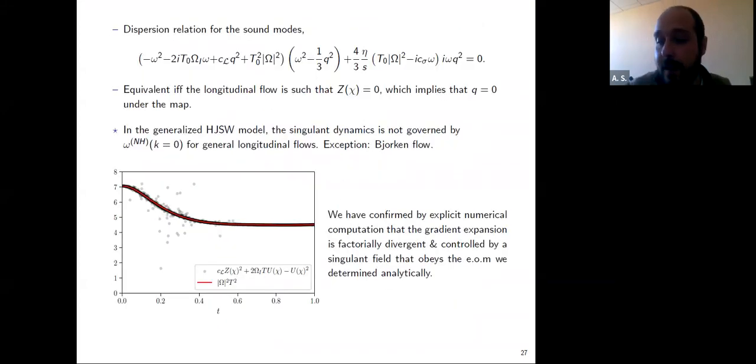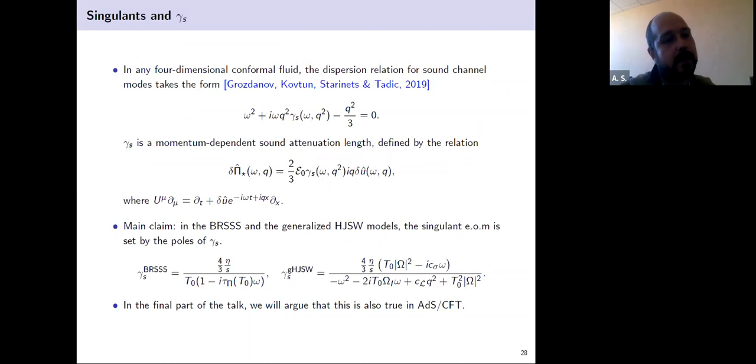And before I flash you the results that I have in AdS/CFT, I just want to point out that in order to understand the results, there is a very precise interpretation of the linear response theory problem that computes the singulant equation of motion.